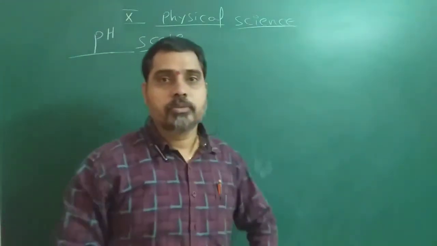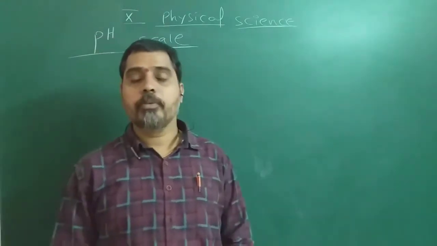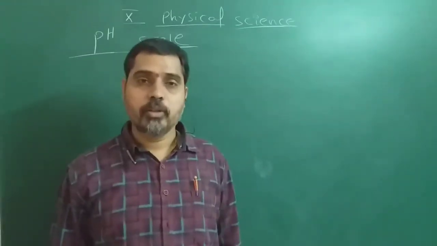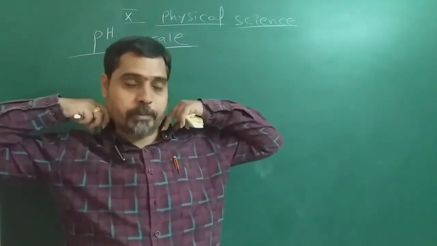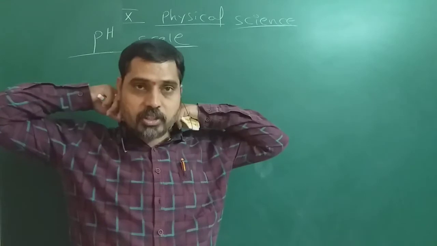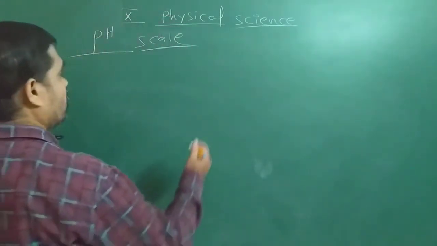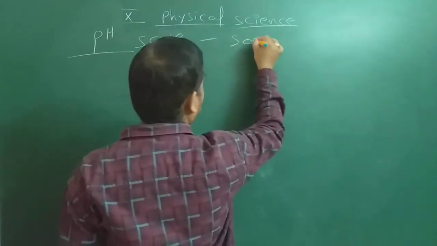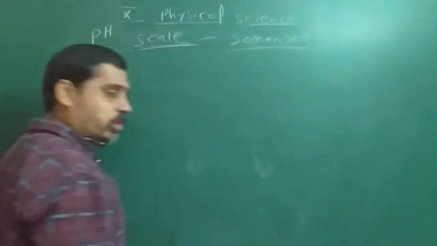Hi children, today's class is 10th class physical science. In the previous session we discussed pH, the pH scale and what we call pH paper. Now let us discuss how to calculate pH. The pH scale was introduced by whom? Sorensen.